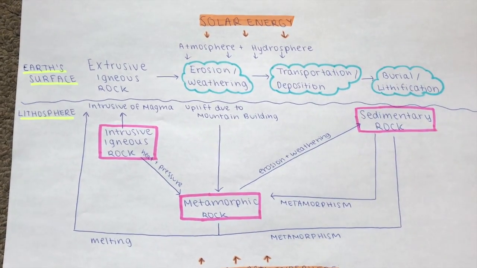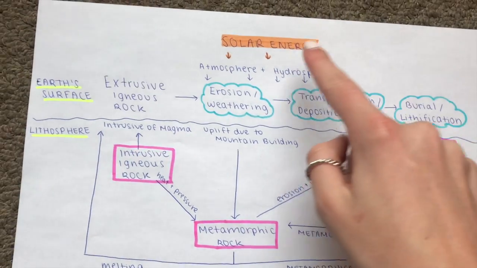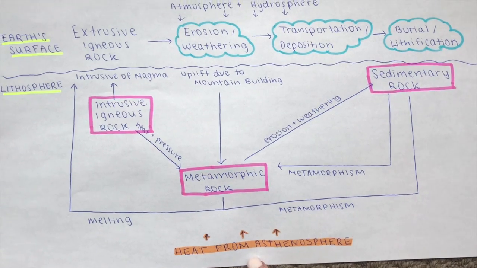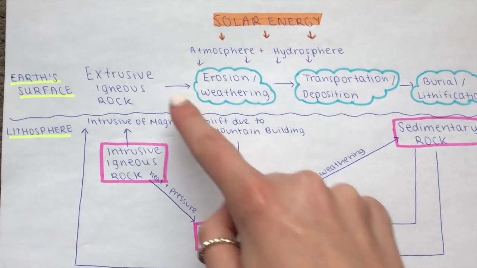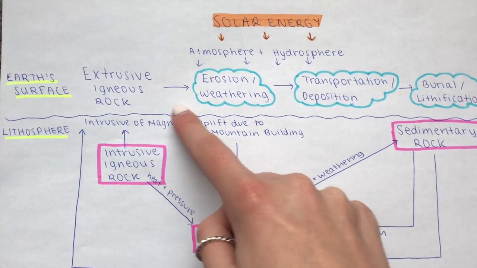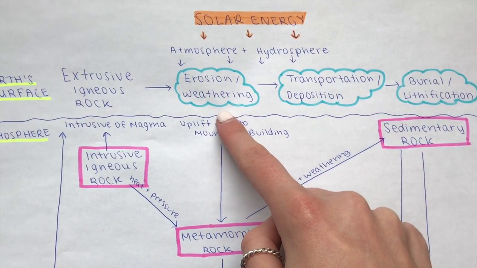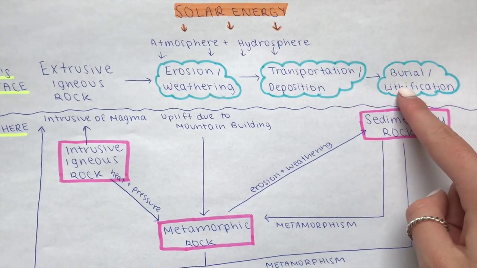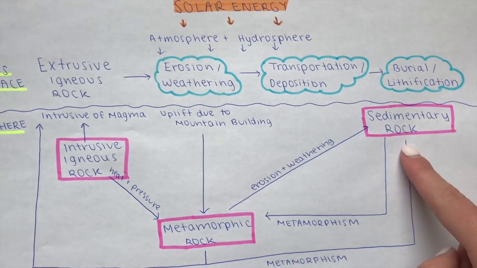To start off the rock cycle, it is fueled by both solar energy above the Earth and internal heat coming from the asthenosphere below. Extrusive igneous rock undergoes weathering and erosion to form sediment, which goes through transportation and deposition, and lastly burial and lithification to form sedimentary rock.